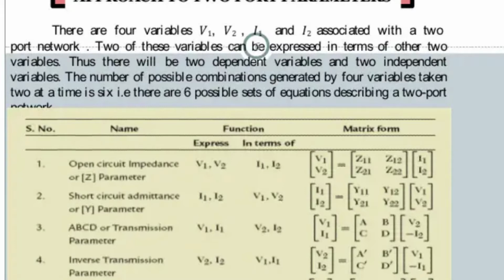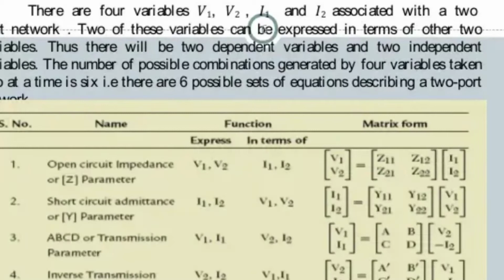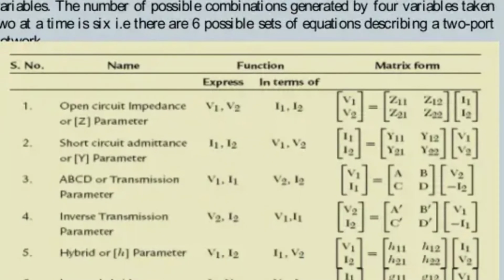First one is the impedance parameter, or we call it the open circuit impedance parameter or Z parameter. This is expressed as V1, V2 in terms of I1 and I2. The matrix format is given here: V1, V2 equals Z11, Z12 and Z21, Z22 times I1, I2.